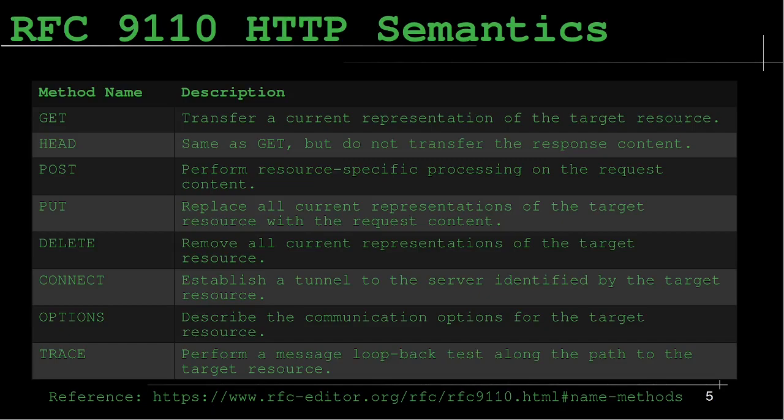The trace method performs a message loopback test along the path to the target resource. This is usually used for debugging purposes by showing what modifications have been made by intermediaries along the way to the server. These are some of the most common HTTP request methods that you will encounter when doing web exploitation challenges or visiting websites in general.